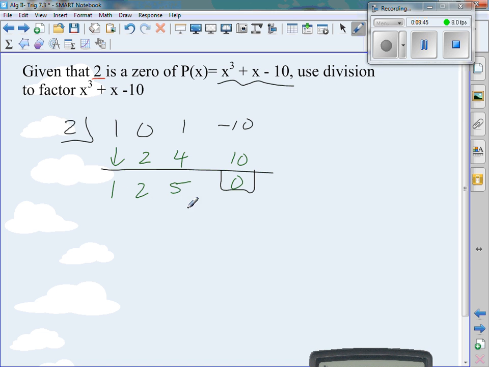What does this mean? 5 plus 2x plus x squared: x squared plus 2x plus 5. So if I took this times x minus 2, that's what I would get. I factored it.